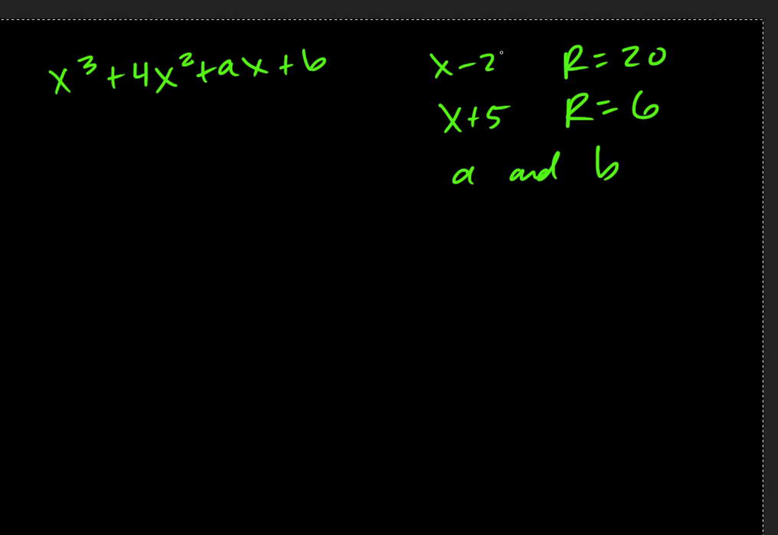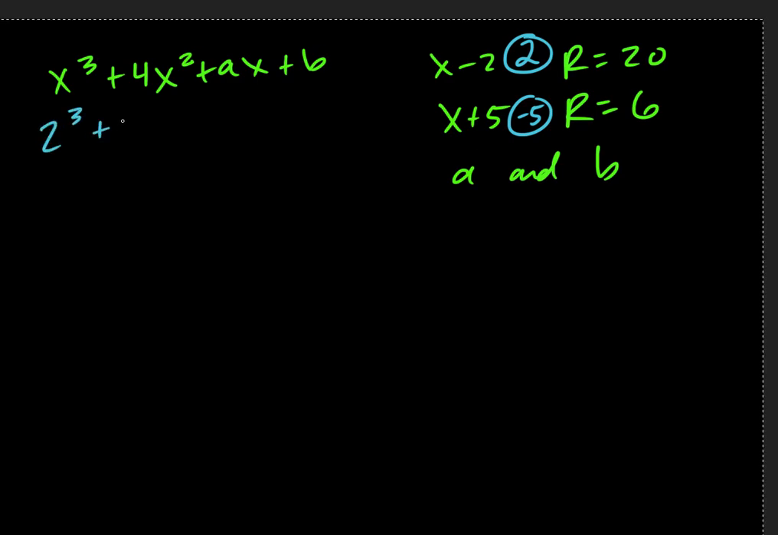Okay, so essentially this corresponds to a +2. This corresponds to a -5. So I'm going to plug in a 2 and I should get 20. And then I plug in a -5 and I'll get 6. And that will help me find my a and my b.